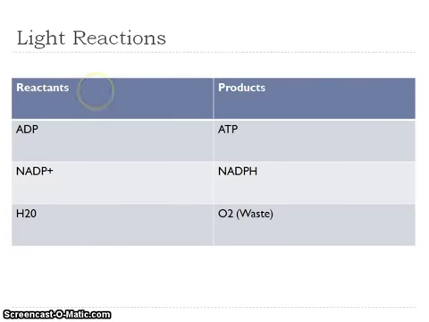This is what we really need to know, though. We need to know our reactants and our products. Reactants are our ADP, NADP+, and H2O. The water molecule is important to getting our electrons, and these are the uncharged versions of our molecules that we are storing energy in. So as we're storing this energy, we're creating ATP and NADPH, and we're also producing oxygen as a waste product.